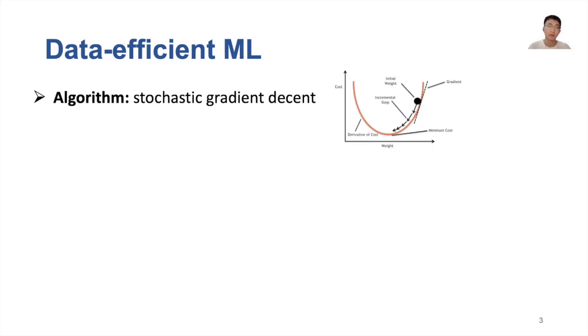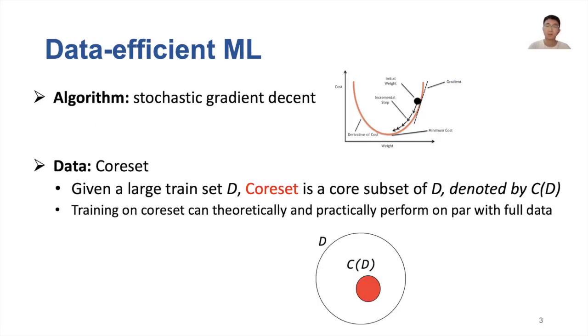Data-efficient machine learning aims to improve training efficiency. Generally speaking, there are two aspects to do such acceleration. From the algorithm perspective, we can use SGD to improve the training efficiency. We can also do this from the data perspective. That is, we can accelerate by reducing the number of training items, and intuitively, the efficiency will be improved, which is the concept of the coreset.